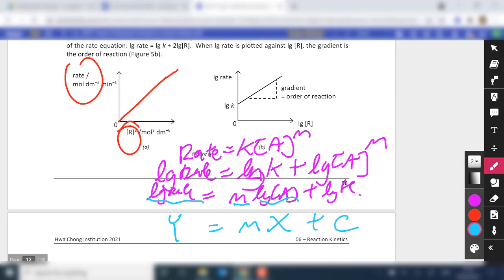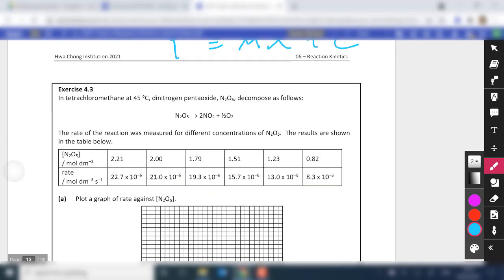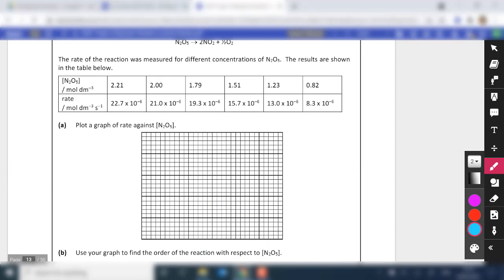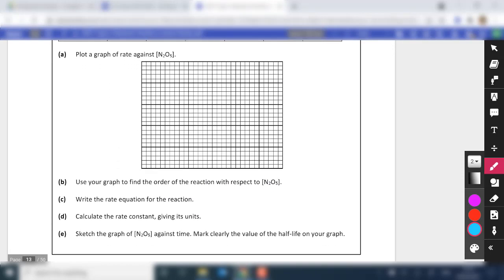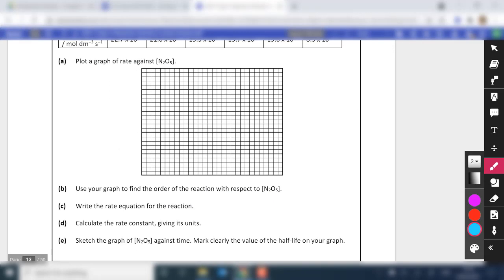So once you have the y-intercept, you can find k. Once you have the gradient, you can find the order. That's an amazing thing about doing it using this technique. This is known as linearizing the graph. So whenever you don't know what to do, you might want to think about plotting log rate against log concentration. It might give you a brilliant answer. I think exercise 4.3, I will leave it to you to work on it on your own and then verify the answer online, because it does help a lot if you can work on it on your own. The example is not that difficult, so please work on it on your own. I'm sure you can come up with the answers yourself.